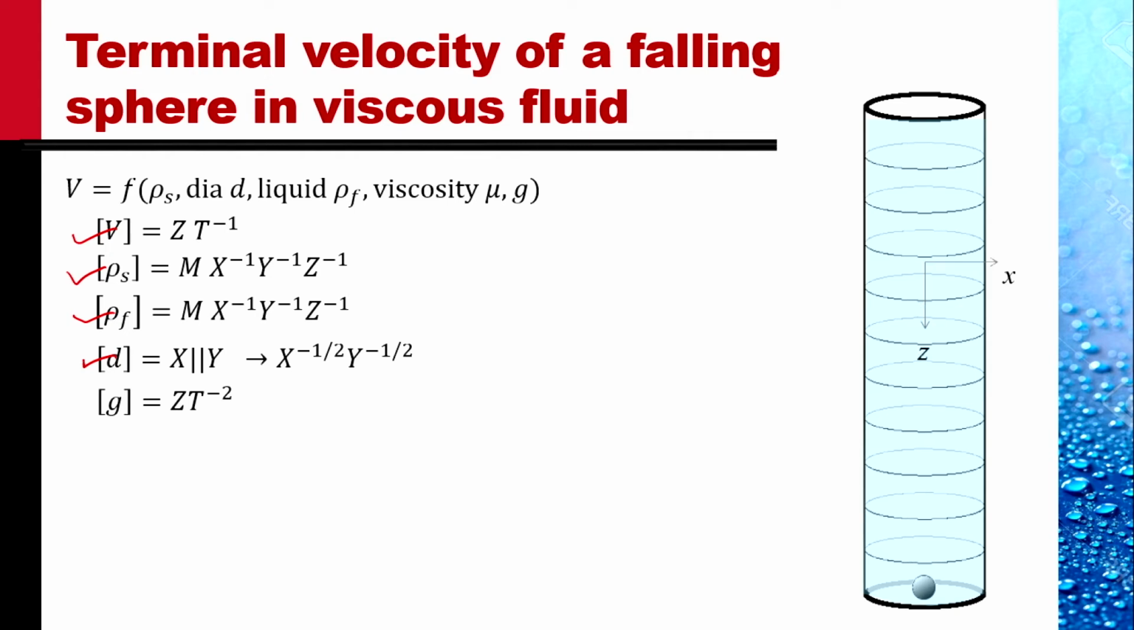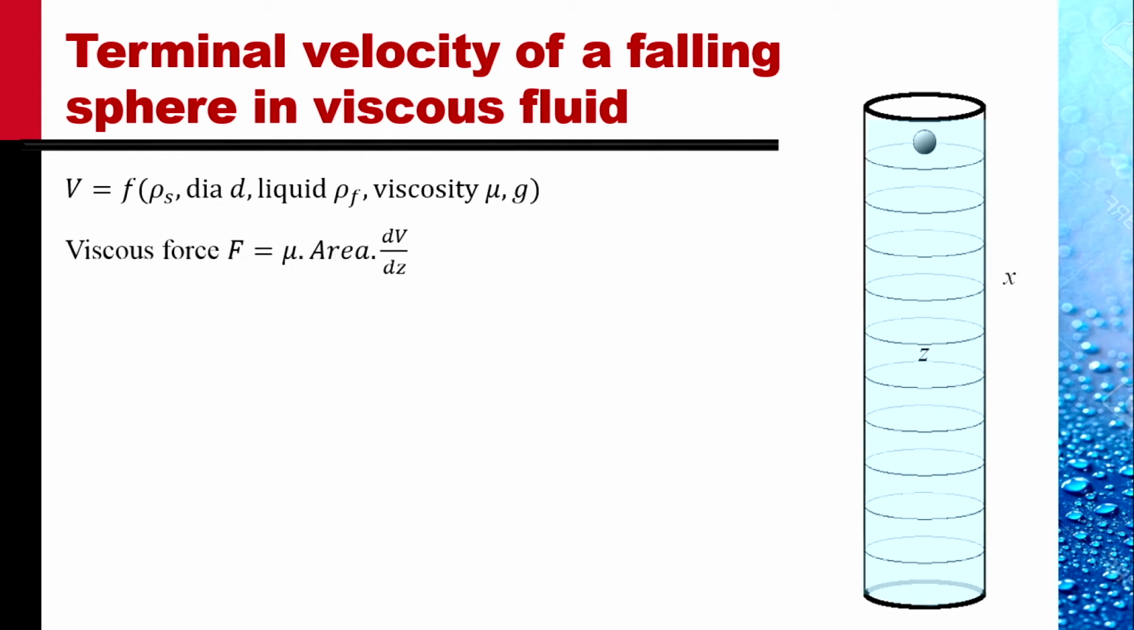The diameter of the sphere has xy symmetry. So we write this as x raised to power 1 half and y raised to power 1 half. g is in the z direction, so it is z t raised to power minus 2. We have to worry about the dimension of viscosity. How do we obtain the dimension of viscosity?